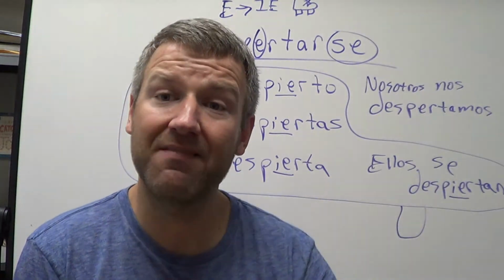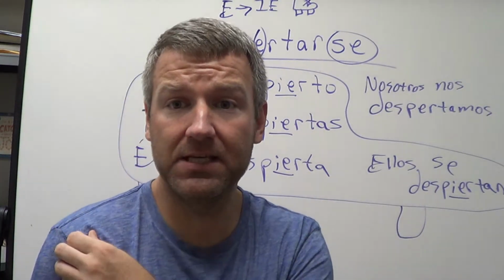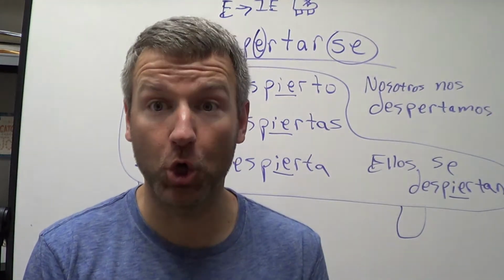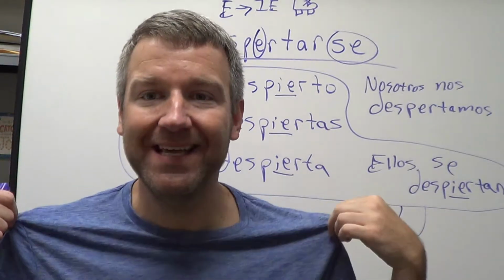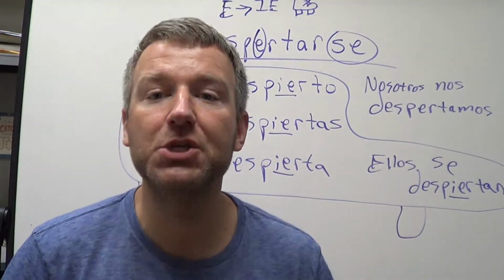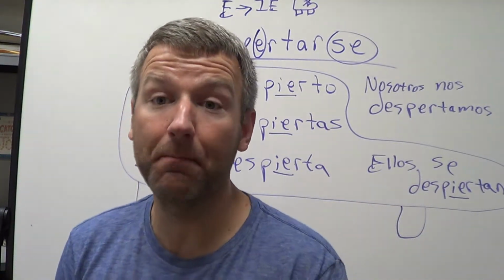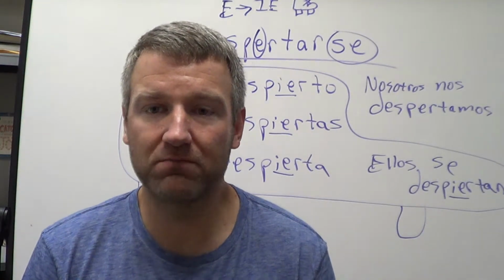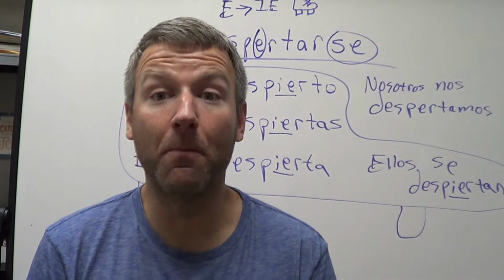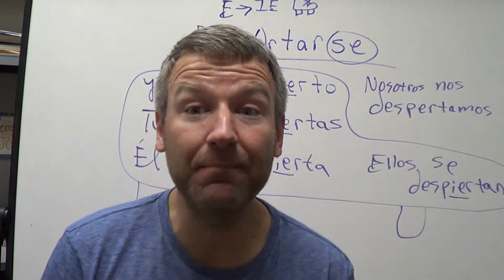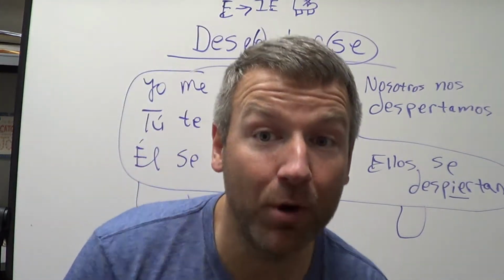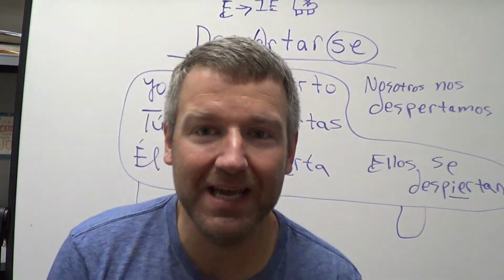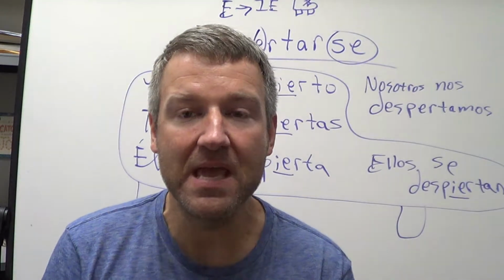Well, if you say ponerse, that means to put on, like to put on clothes. So if I want to say that I put on my t-shirt, I would say yo me pongo la camiseta. I put on my t-shirt. So it's just the pongo that's irregular. All the other forms are regular. So yo me pongo, tú te pones. Él se pone. Nosotros nos ponemos. Ellos se ponen. All right?